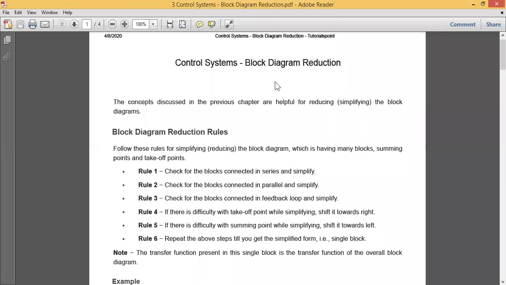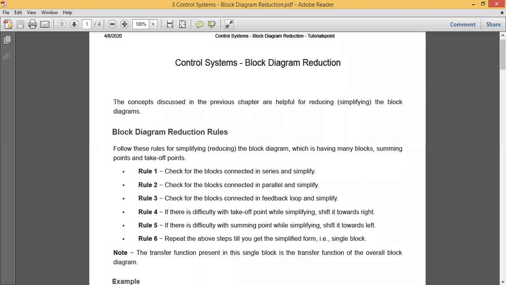Till our previous class, we have covered block diagram representation and block diagram algebra, parts 1, 2, 3. So today we will start to solve the problems from now onwards.